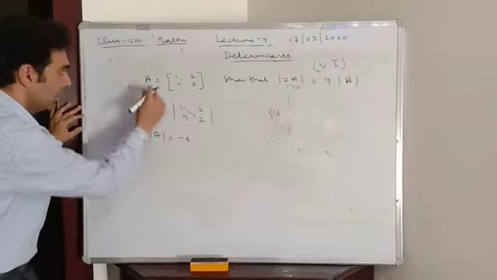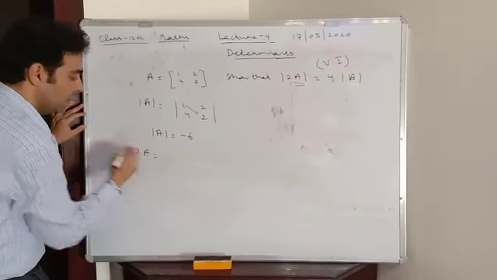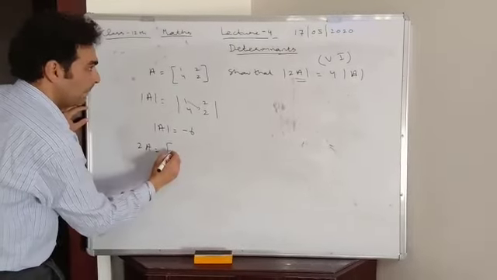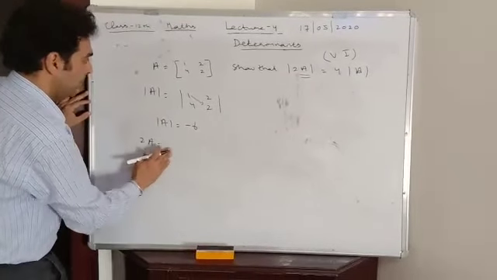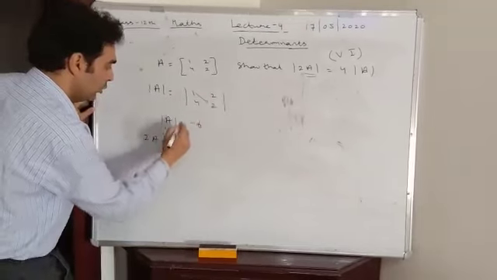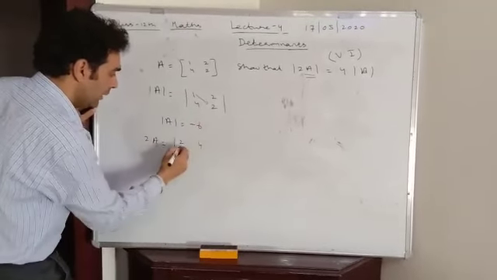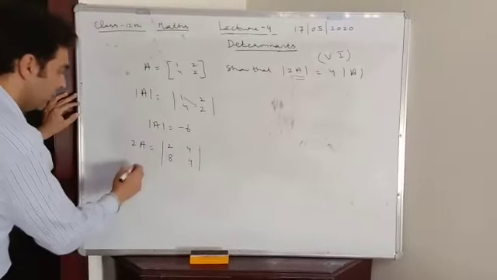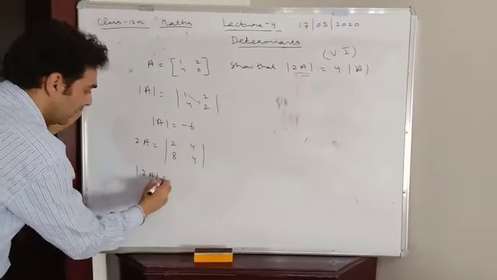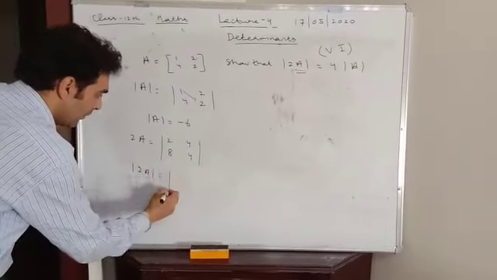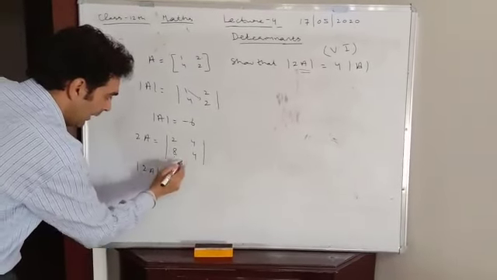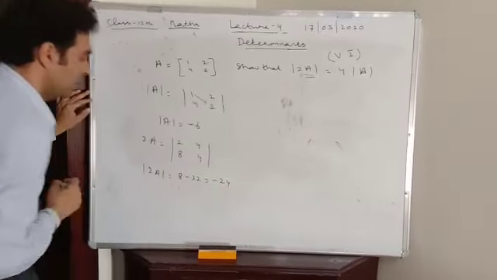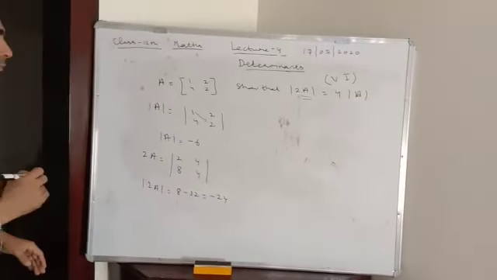So what will we do? First of all, we will compute 2A. Multiply it. 2A is 2, 4, 8, 4. Now we find the determinant of 2A. What will we get? 8 minus 32, that is minus 24.